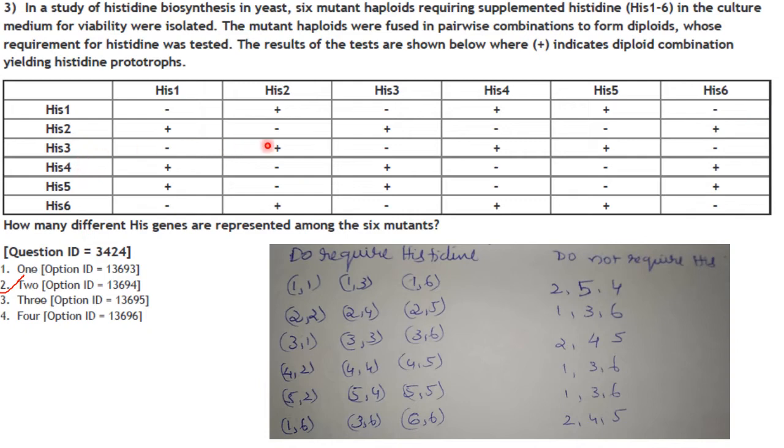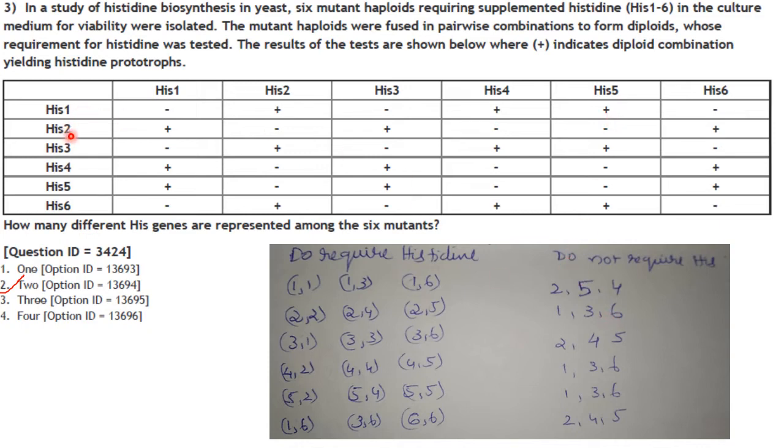Now here 2,2, 2,4 and 2,5 require histidine. Then 3,1, 3,3, 3,6 require histidine. Similarly for 4, 5 and 6, they all require histidine for their growth. Now those which do not require histidine, that is 1,2. I have forgotten to put the 1 over here. It's 1,2, this row is 1,2. So 2 requires, then 4 does not require, and 5 also does not require histidine for their growth.